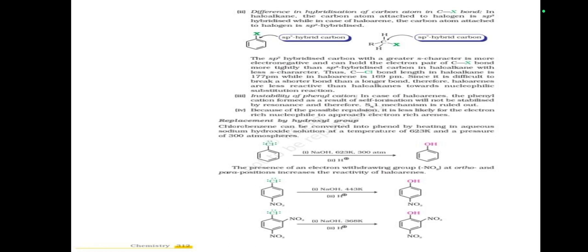In case of haloarenes, the phenyl cation formed as a result of self-ionization will not be stabilized by resonance, and therefore the SN1 mechanism is ruled out. Because of the possible repulsion, it is less likely for the electron-rich nucleophile to attack electron-rich arenes. Replacement by hydroxyl group: chlorobenzene can be converted into phenol by heating in aqueous sodium hydroxide solution at a temperature of 623 Kelvin and a pressure of 300 atmospheres.